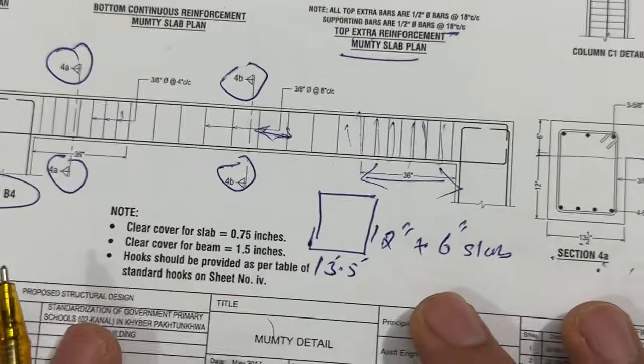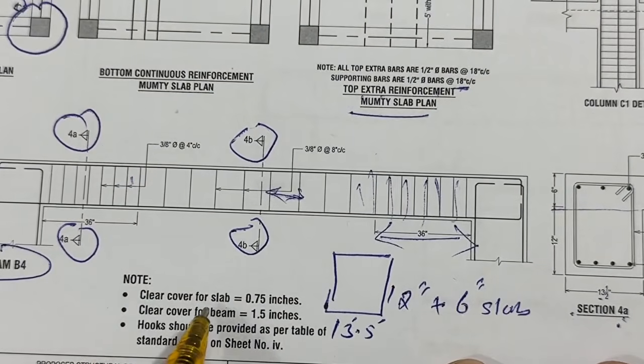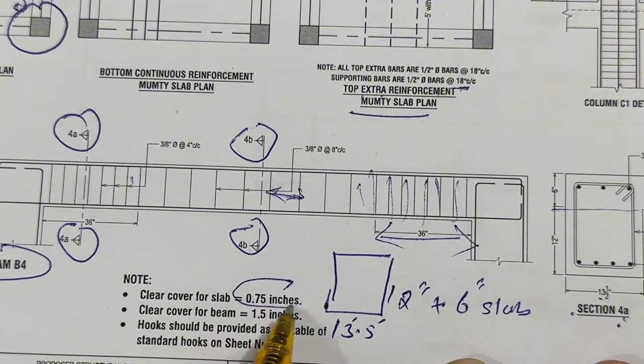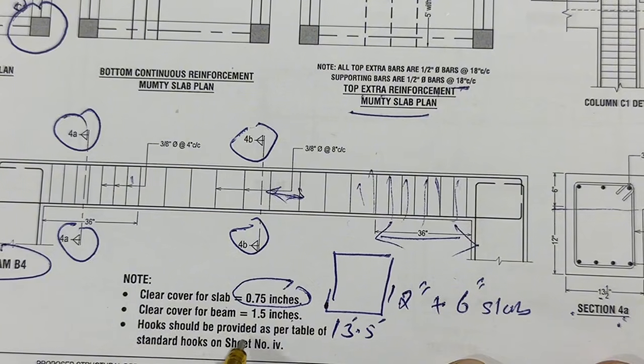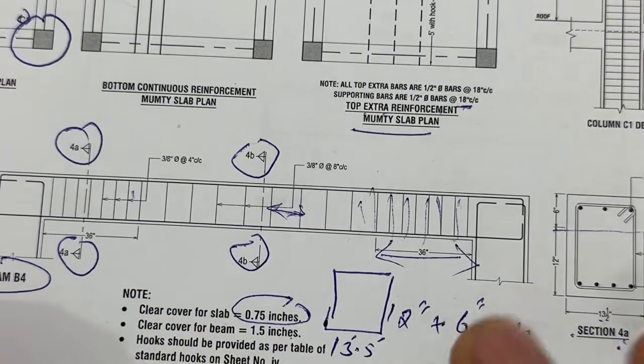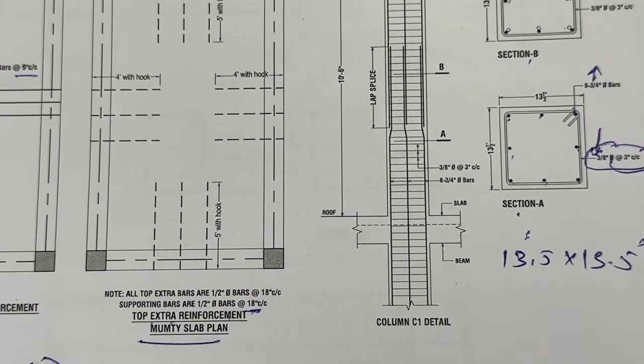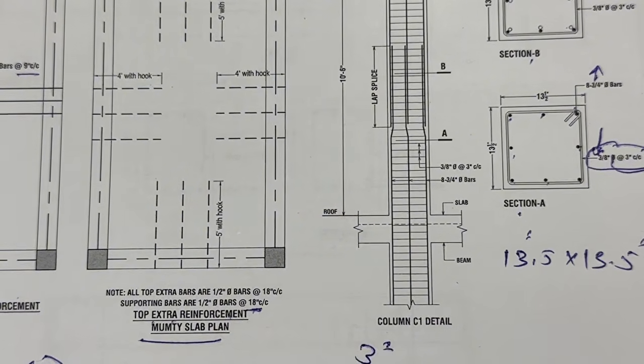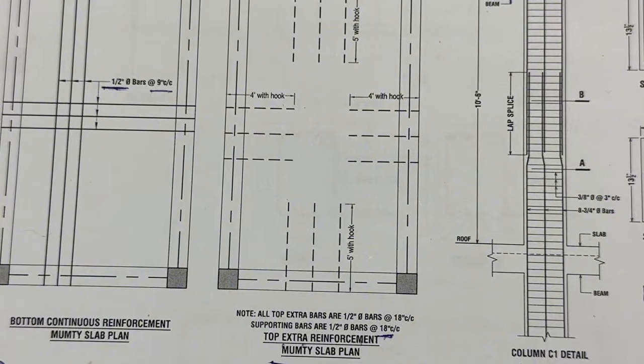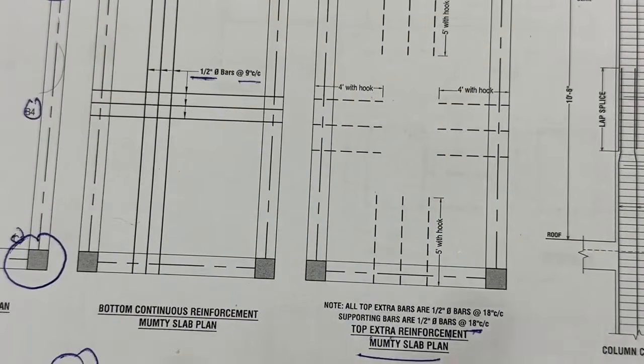Now let me guide you: the clear cover for the slab is 0.75 inches, and the clear cover for the beam is 1.5 inches. The hook should be provided as per the table, so we have the table for this. I will tell you that the hook should be bent at 135 degrees minimum with 3 inches. These are some important details which I have discussed in front of you.